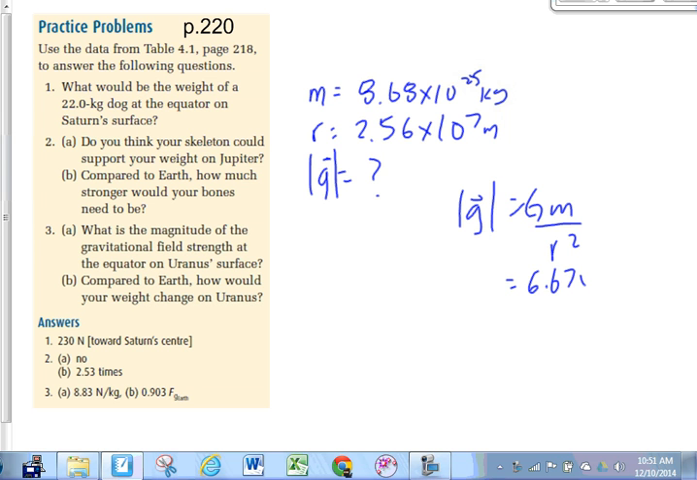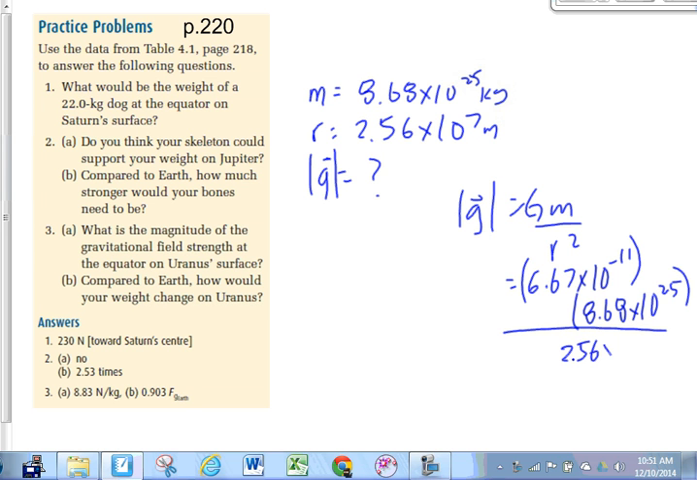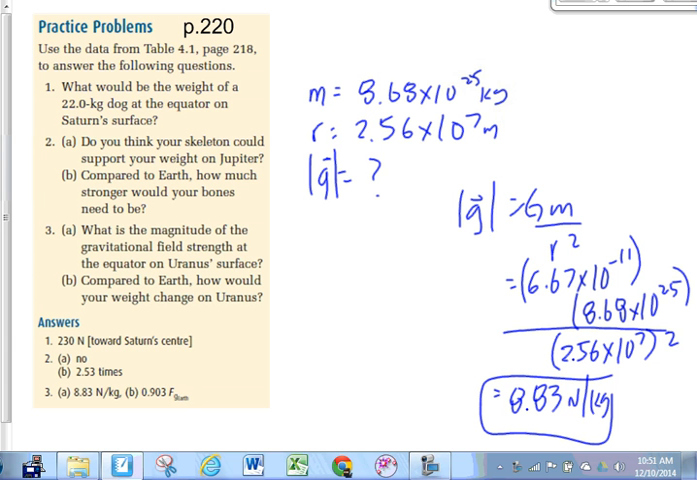And that constant, always the same, times the mass, 8.68 times 10 to the 25, divided by the radius, 2.56 times 10 to the 7. Don't forget to square that. And I assume when we do the math there, we end up with 8.83. So we're going to go newtons per kilogram. We could go meters per second squared as well, right?